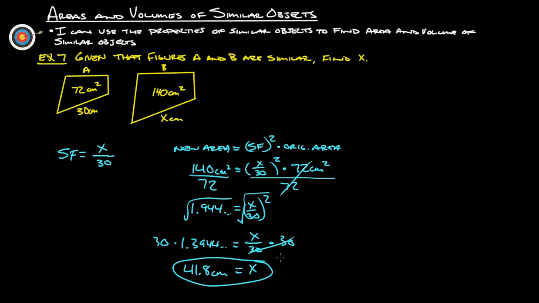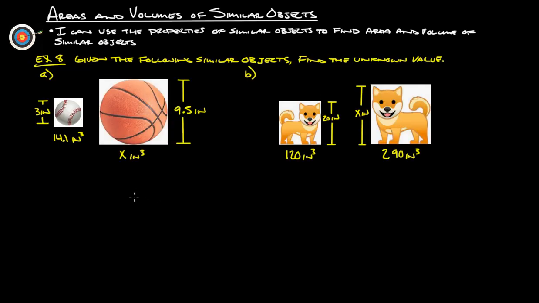Okay, that's a little trickier. But again, if you just use this formula here and just plug in all the information that you need, you can just go through and solve, and away you go. Okay? All right, let's look at one more. Given the following similar objects, find the unknown value. So, oh look, now we've got a couple volume problems here.